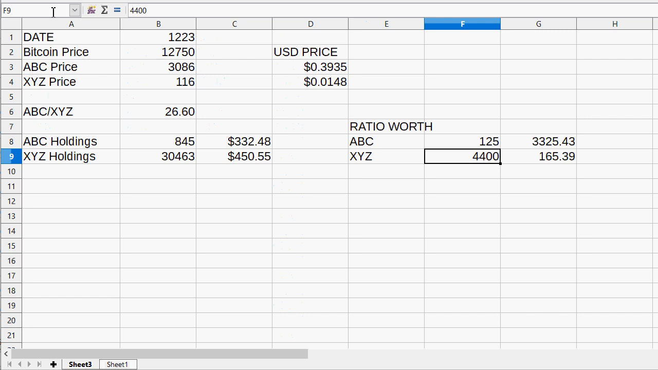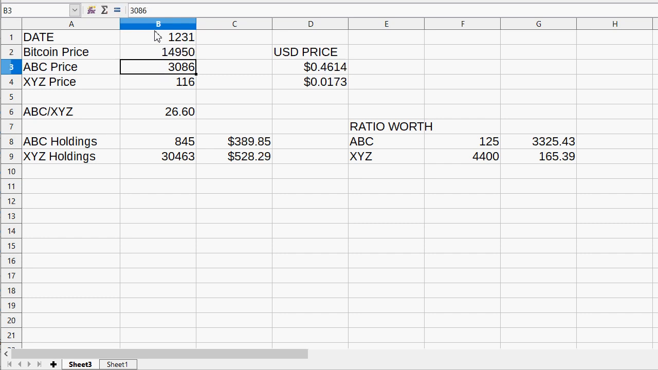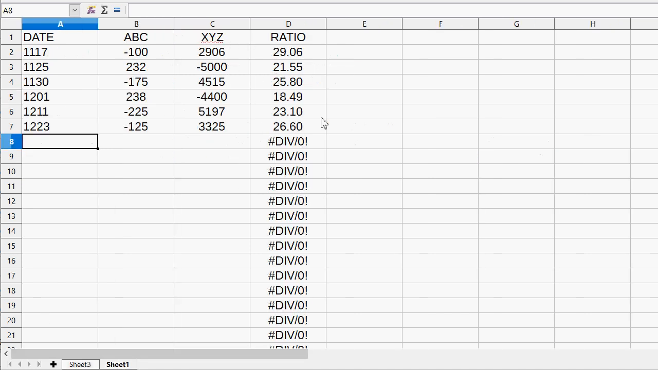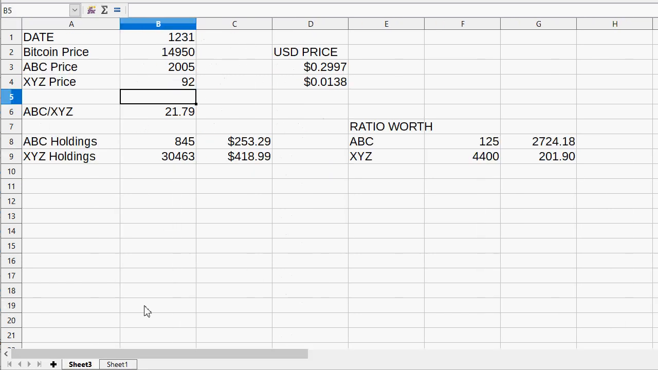So some more days go by. Maybe it's New Year's Eve now, and Bitcoin price is 14,950. And now another decline. But this time ABC took a big hit. It goes to 2005. But this one only went to like 92, we'll say. So 2179. You can see, okay, nice little retracement back.